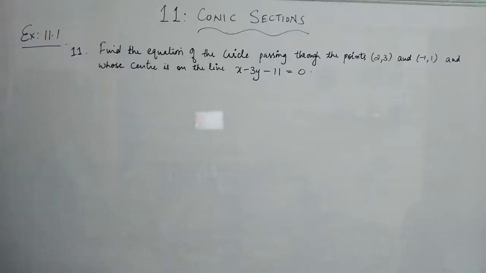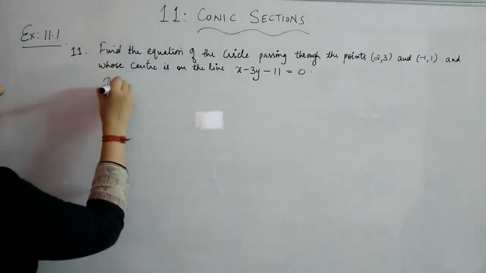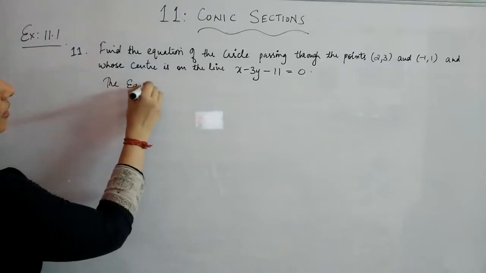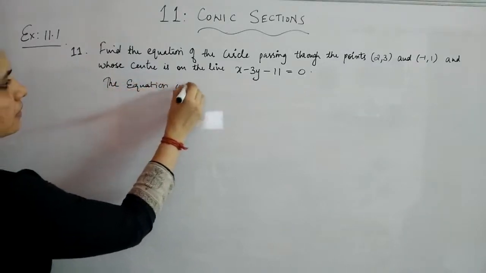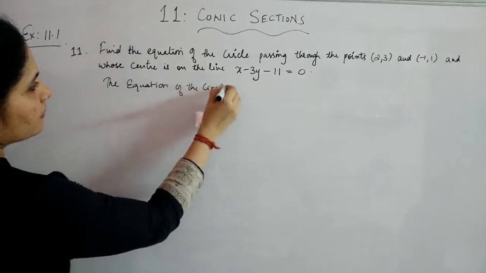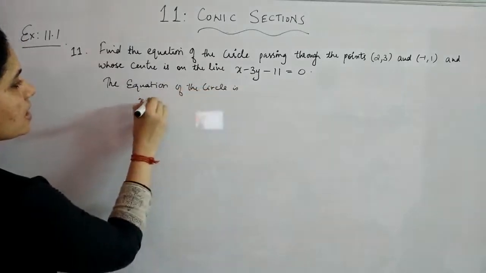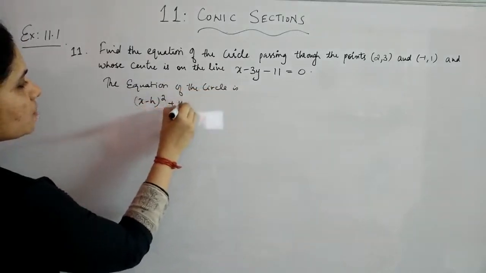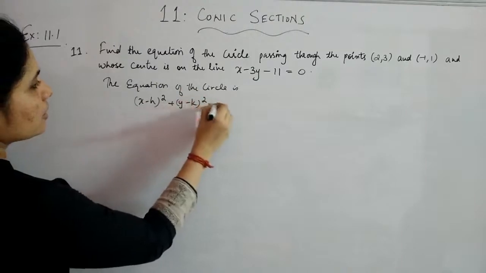Question number 11 is, find the equation of the circle passing through the points (2, 3) and (-1, 1) and whose center is on the line x - 3y - 11 = 0. Again, we will start with the equation of the circle taking as (x - h)² + (y - k)² = r². This is equation number 1.